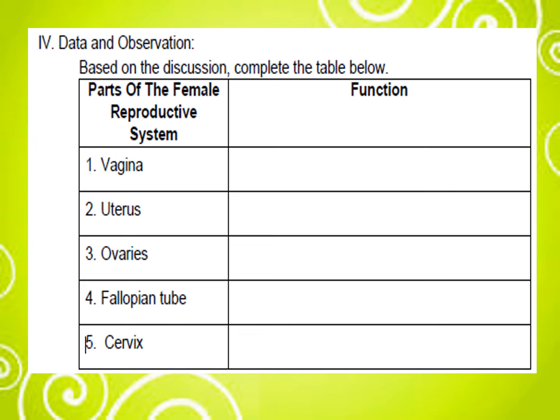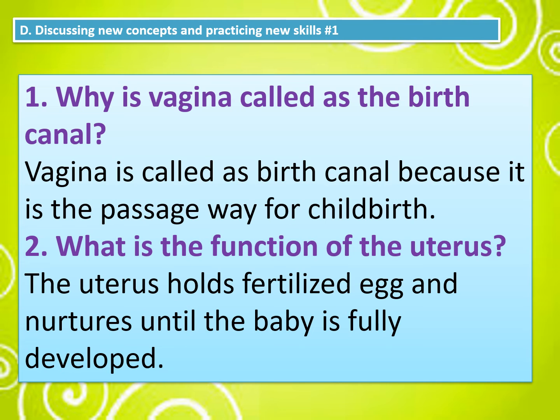Based on the discussion, complete the table below: parts of the female reproductive system, and write the function. Why is the vagina called the birth canal? The vagina is called a birth canal because it is the passageway for childbirth. Diyan po lumalabas ang mga baby.